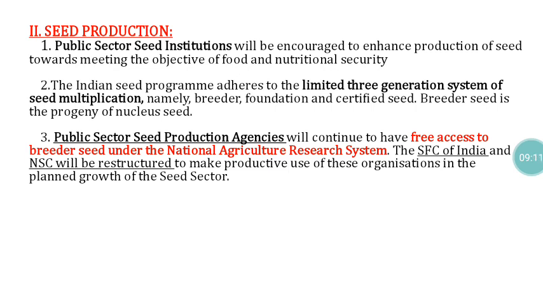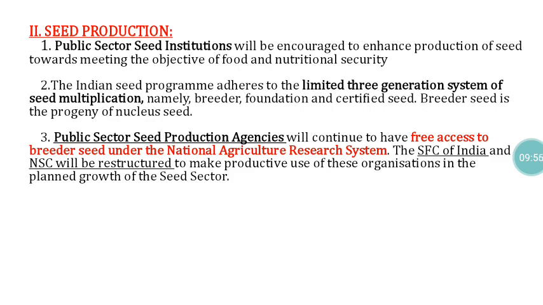The second thrust area is seed production. The first one was varietal development; the second is production and distribution of quality seeds for commercial cultivation. Here public sector institutions will be encouraged to be involved in the production and distribution of good quality seeds, in view of meeting the food and nutritional security of our country. It is also decided to limit our seed production program to a 3 generation system only, that is breeder seed, foundation seed and certified seed. Nucleus seed will act as the source material for breeder seed production.